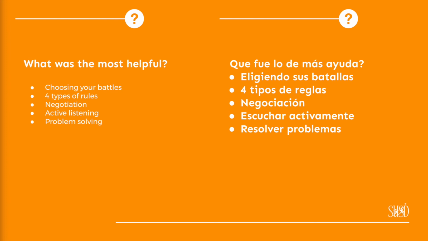What was the most helpful from the third segment here? Choosing your battles, the 4 types of rules, negotiation, active listening, or problem solving. Make sure you're implementing everything from the first 2 segments as well.